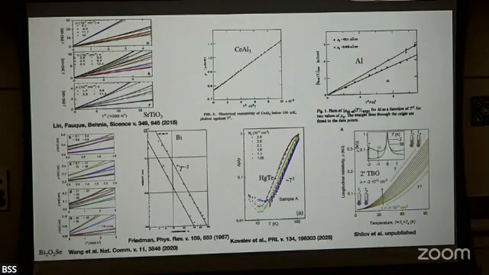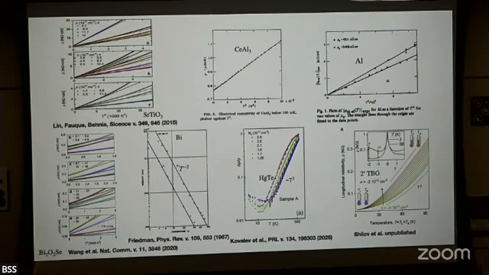This is another example. This is cerium aluminum 3. This is a heavy fermion metal. Same story, large Fermi surface, Umklapps are allowed. And there is a range of T-squared, but if you look at the units here, you will realize that it says in the caption that this is seen below 100 millikelvin, 0.1 Kelvin. And the range of T-squared in aluminum is also not very impressive. So this is T-squared. So this is 2 Kelvin, and this is root of 8, few Kelvin range.